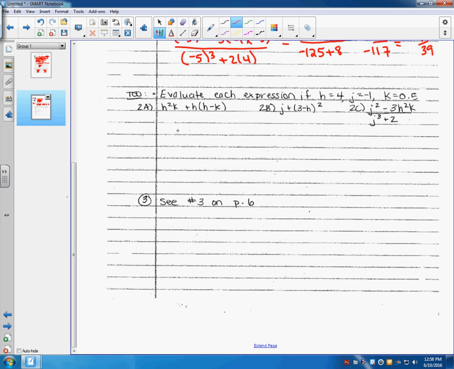For 2A, you should end up getting 22. For 2B, you should end up getting 0. And for 2C, you should get negative 23. If you got those right, great. If you missed one or two, ask me a question. Let's go ahead and do number 3.